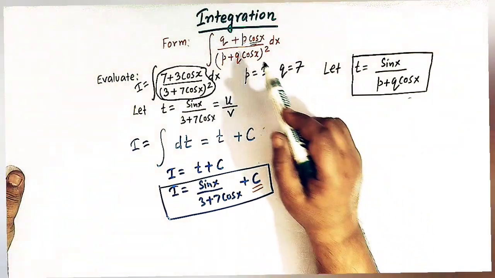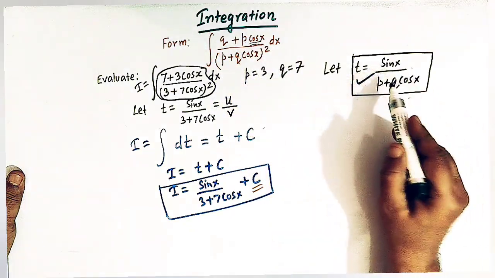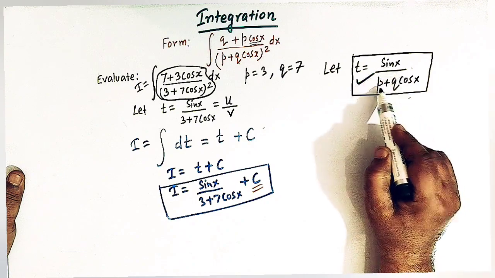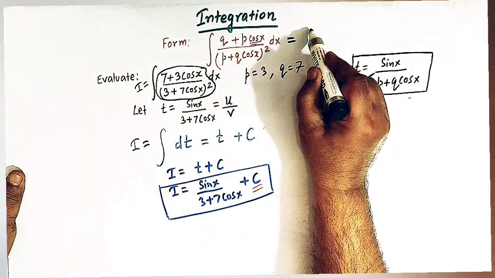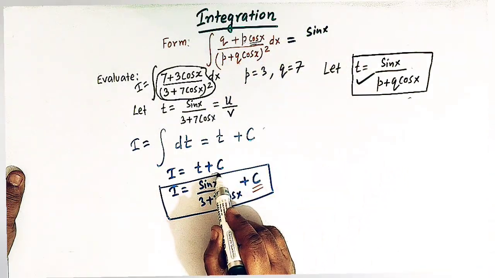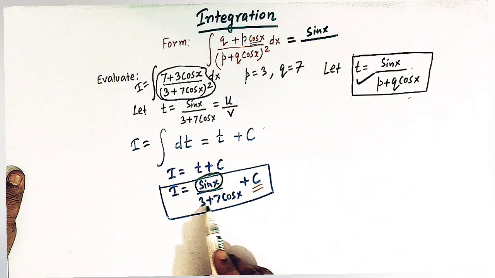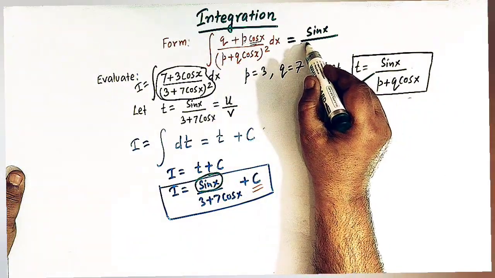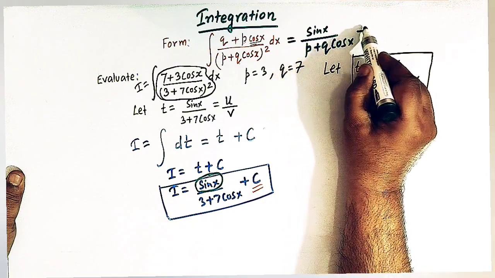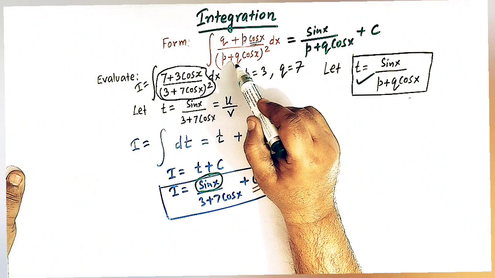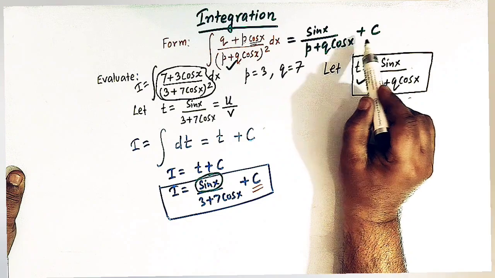So viewers, whenever we have an integral of this type, then we'll always make this substitution, right? Sin x over (p plus q cos x), and the value of this integral is always equal to sin x, because see, here we have sin x, and the term is 3 plus 7 cos x. So here we have p plus q cos x, right? And c is the constant of integration. So the value of this kind of integral is always equal to sin x over (p plus q cos x) plus c.